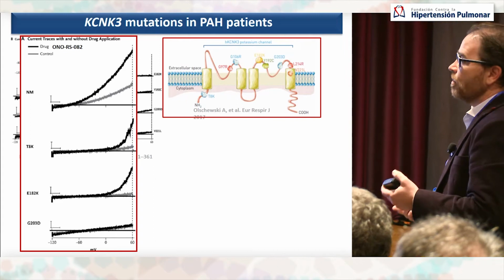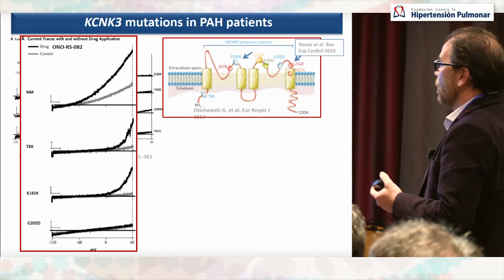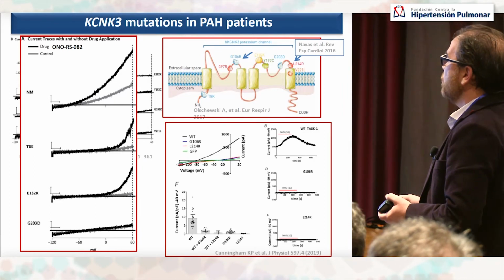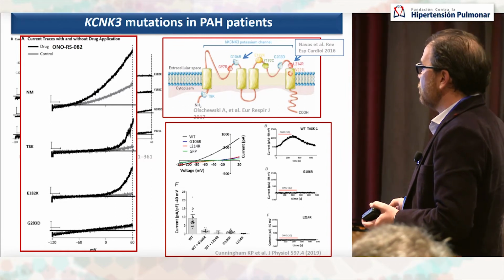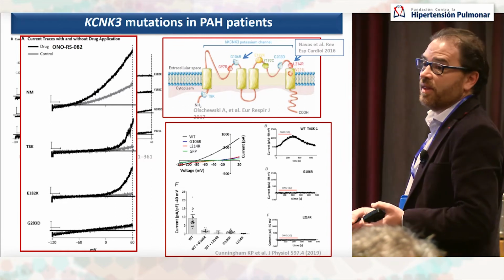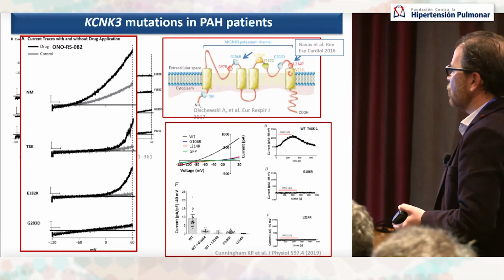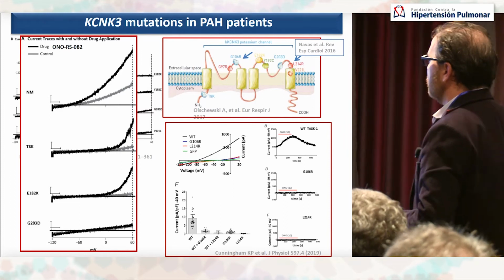Here, in collaboration with Professor Alistair Mathie from the University of Kent, we characterized two novel mutations in the Spanish cohort. Here you can see that those two mutations were associated with a total loss of function of the TASK-1 channel, and unfortunately they could not be rescued by the phospholipase A2 inhibitor.